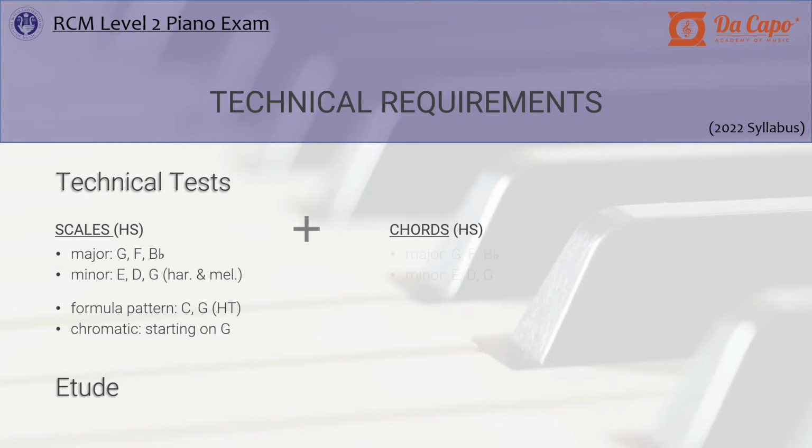Alright, for the chords, we still have the G and F major triads, and the new one is the B flat major. And for the minor, we still have the E and D, and we need to add the G minor. And remember, these need to be played in broken and solid forms. And for this level, we also have just one etude to learn.